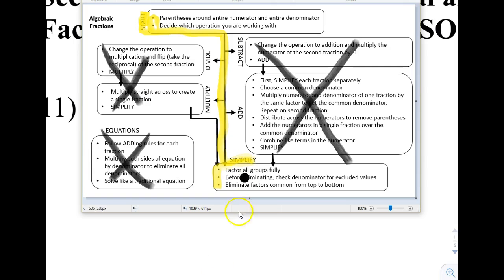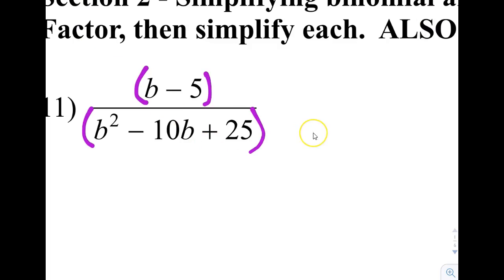So we go back to our chart. What is our next step? It says down here, factor all groups fully. So we need to somehow factor everything. What does that mean? Well, up on top here we have b and negative 5 as separate terms. There's nothing in common about those two, nothing that we can take out. So that one's actually fully factored. It's just b minus 5.